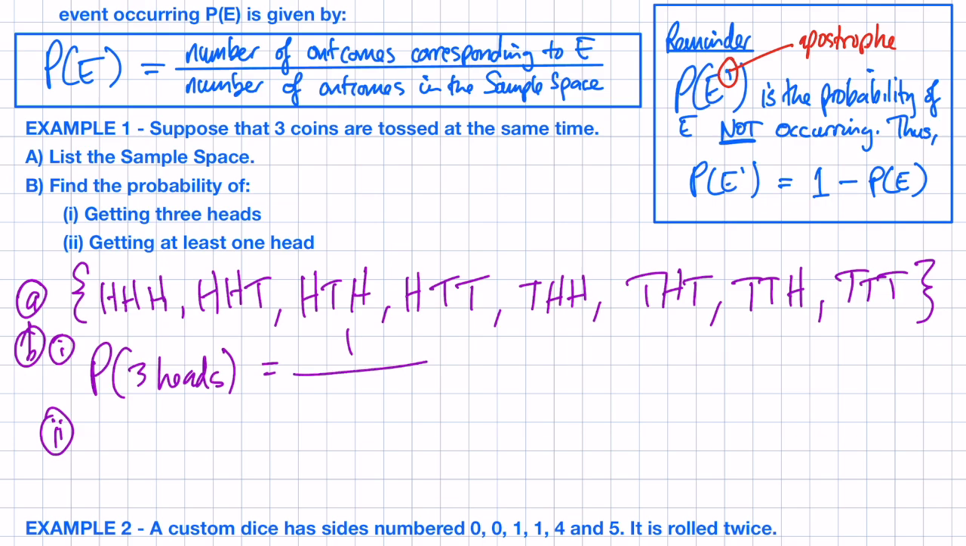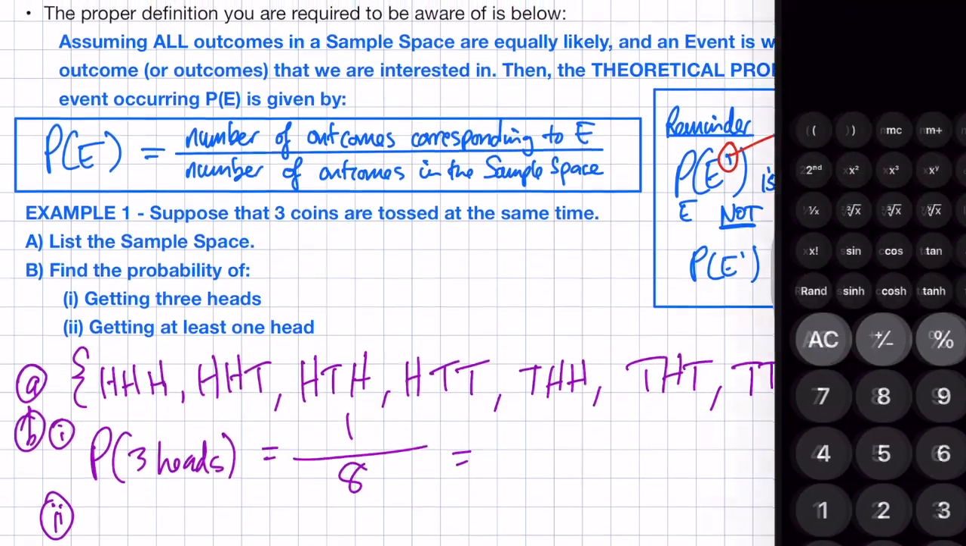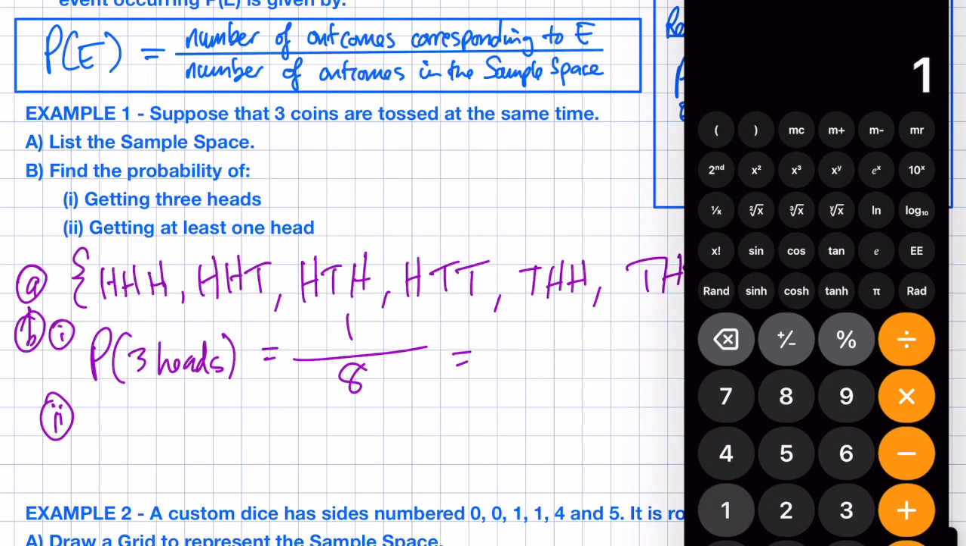How big is the sample space? 8. 1 over 8. We're doing more advanced maths here. Leave it as a fraction, it's more accurate. Or you could grab a calculator and go 1 divided by 8. I think it's 12.5. 0.125.